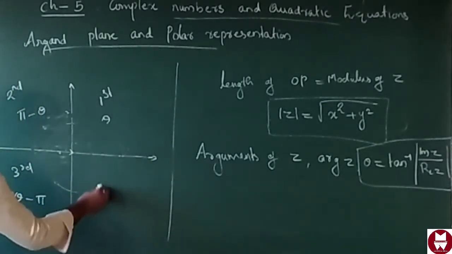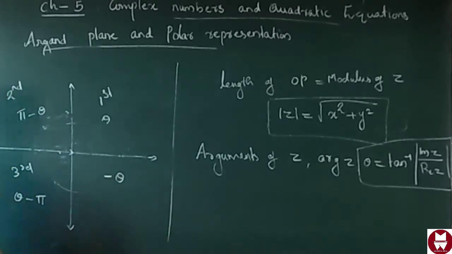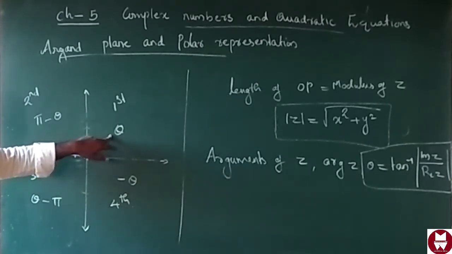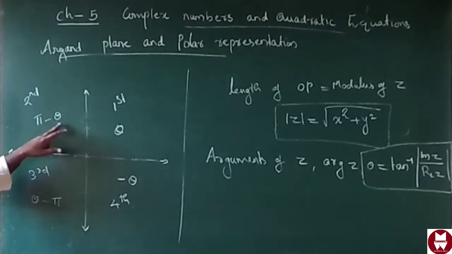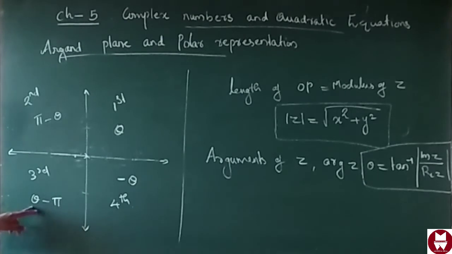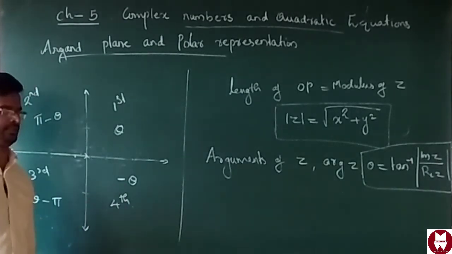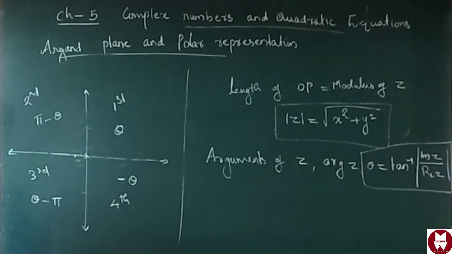Then in the fourth quadrant, the argument will be minus theta. Just pause the video or write down. First quadrant, the argument is theta. In the second quadrant, pi minus theta. Third quadrant, theta minus pi. And fourth quadrant, minus theta. These are the arguments of each quadrant.